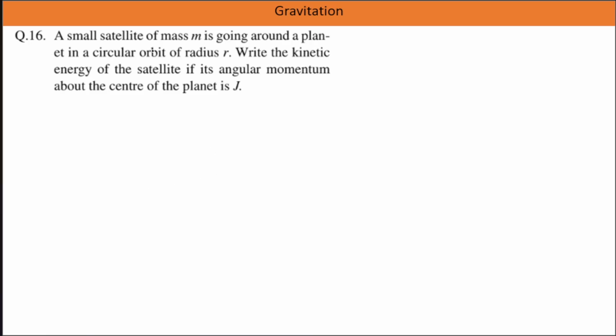So in this question, we have a small satellite of mass m that is getting launched into an orbit of a planet, and that orbit is of radius r. The satellite is getting launched into this orbit.